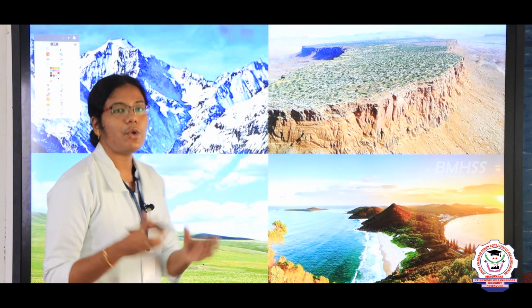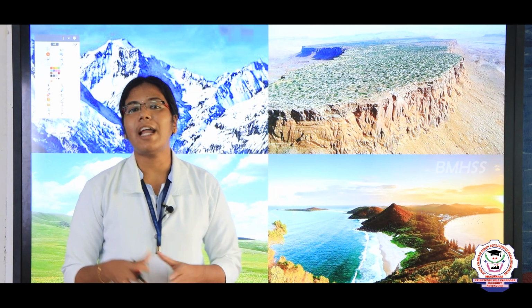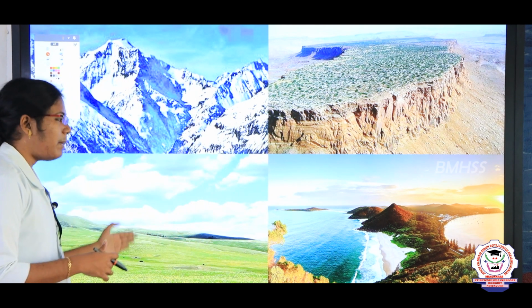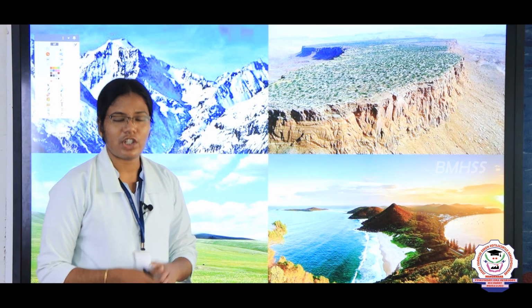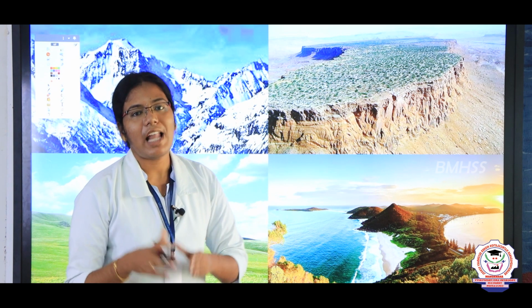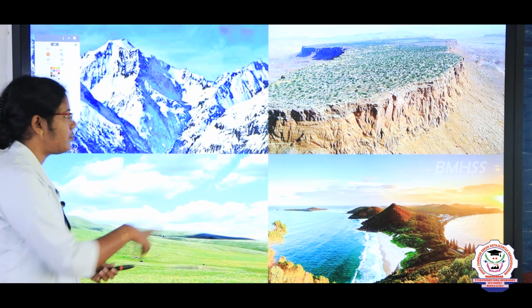Okay, so you already know India is a very vast country. It is a very big country, right? We have different types of landforms like mountains, plateaus, plains and coastal regions. The climate also affects the different types of landforms.